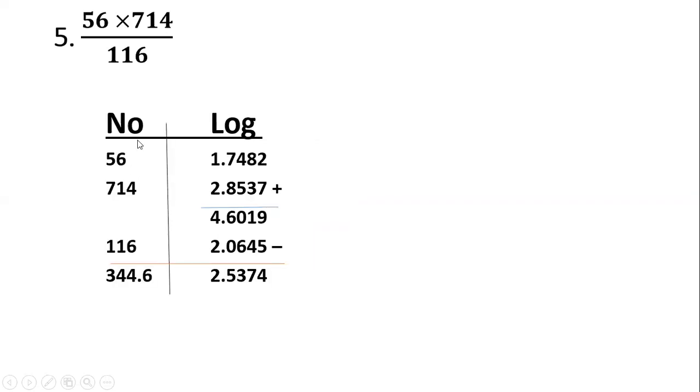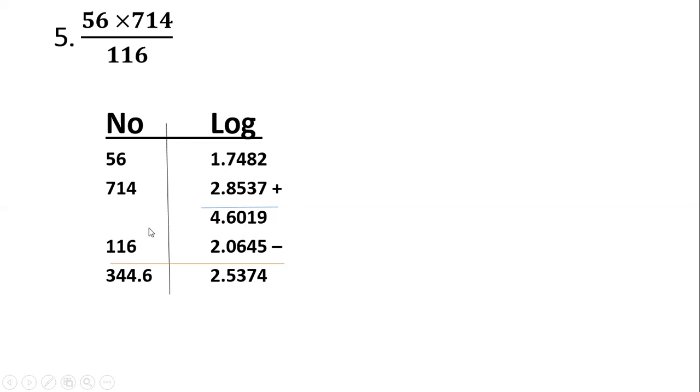2.479. Number 5, we want to solve more examples now that involve both multiplication and division: 56 times 714 divided by 116. So from the number logarithm table, 56 is under 10, so you have 1, then 56 under 0, 7482. 714, 100 is integer 2, then 71 under 4, 8537. Addition for the multiplication numerator. So you add that, you have 4.6019.